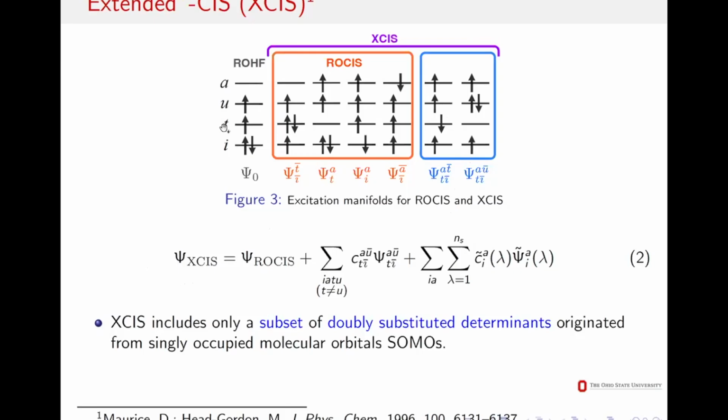Now, what's the reason behind including this extra set of doubles in the singles? This method was originally created by Maurice and Head-Gordon. They found that for the nitromethyl radical, when they tried to calculate the first three excited states, the errors were more than 3 electron volts. And that error was actually coming from not including these doubles. These doubles are highly important to get correlation for these kinds of open shell molecules. So that's the idea behind including these doubles on top of ROCIS.